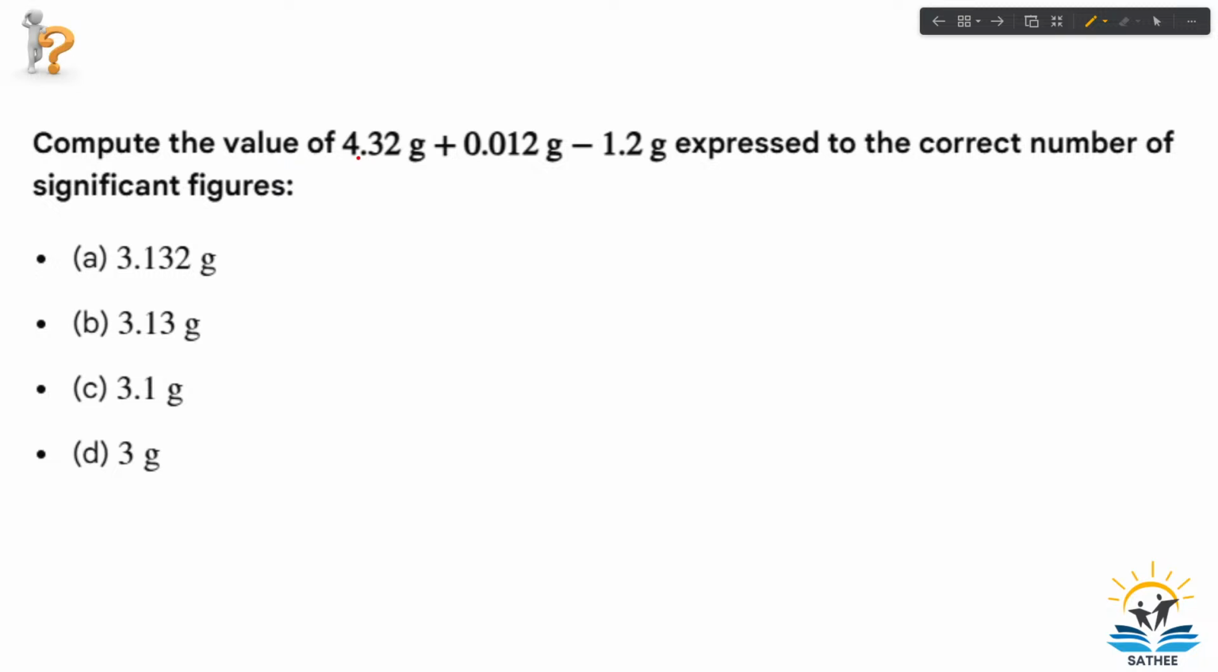Next, compute the value 4.32 gram plus 0.012 gram minus 1.2 gram, expressed to the correct number of significant figures. So which arithmetic operation is there? Addition and subtraction. So you have to use the rule for addition and subtraction and write the final answer after adding it.